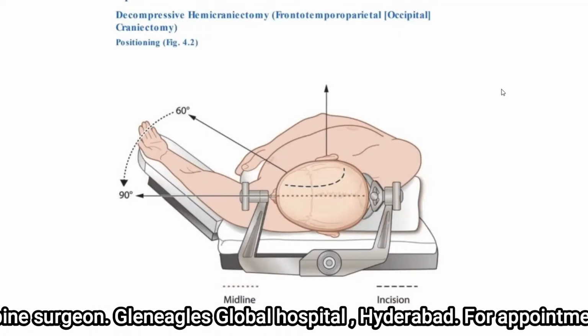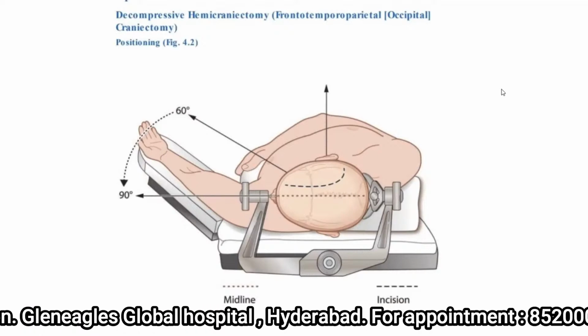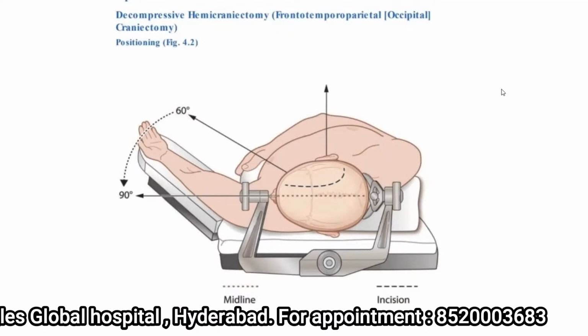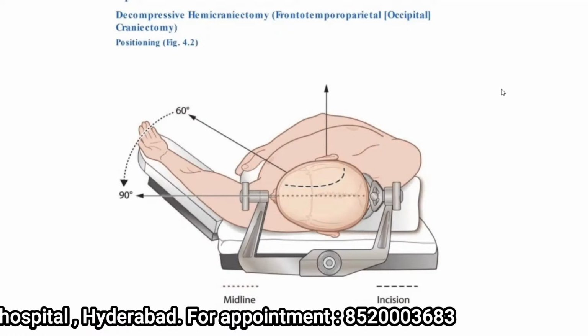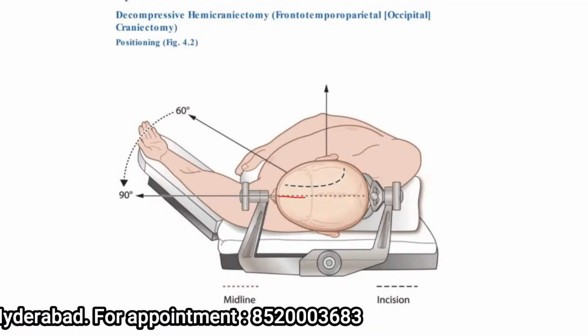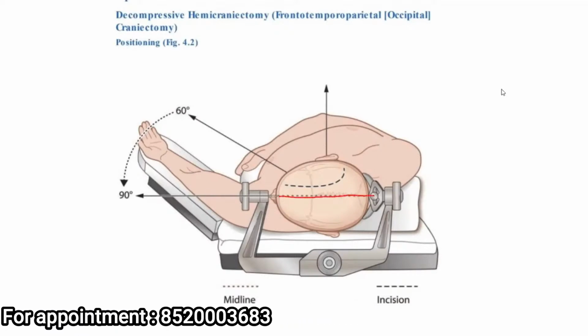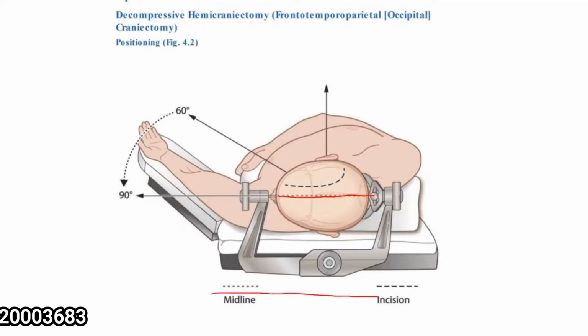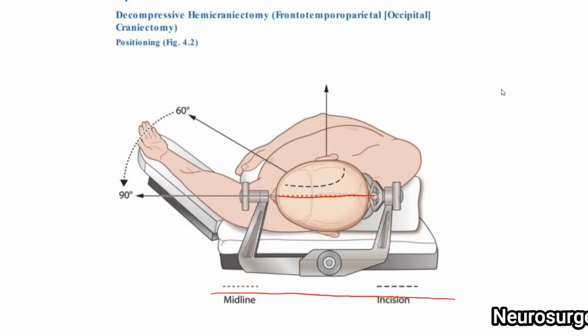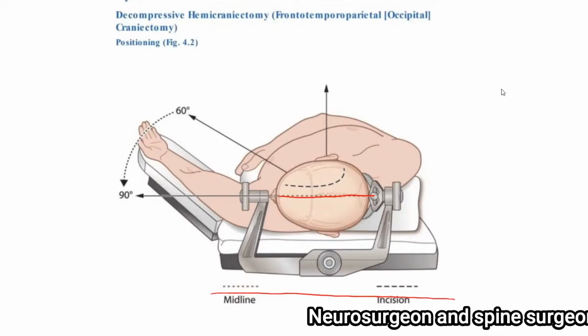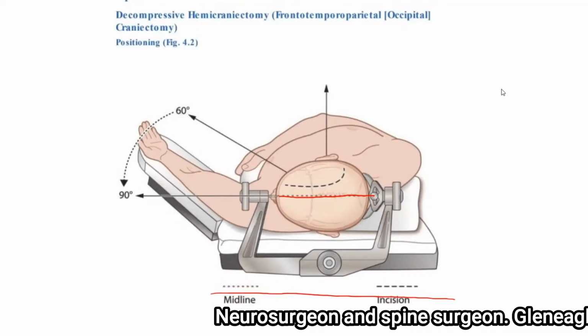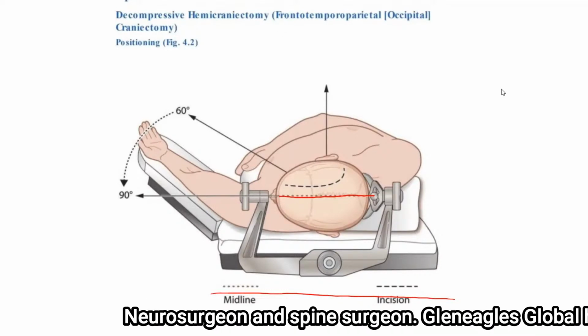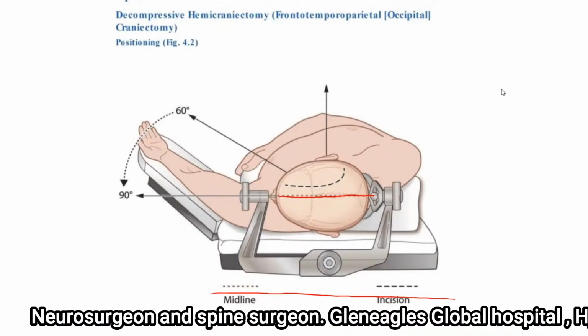Most important is you rotate the head to the opposite side. It's preferable to rotate the head in such a way that the midline of the head, as shown in the picture, is parallel to the ground, parallel to the table. So this is our operating table. So the midline is parallel to the operating table. This is preferable. But if you are not able to rotate the head to the opposite side by 90 degrees, then at least 60 degrees is required.